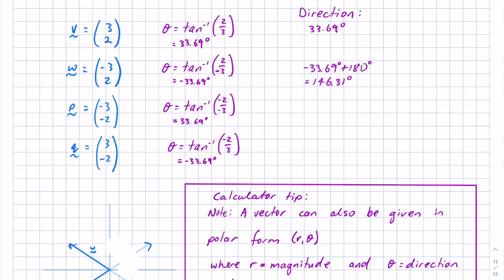For P, we're in the third quadrant, so it's this angle here that we want. It gave us 33.69, so it gave us this one. We want this one. So again, we need to add 180. We get 213.69, and for the last one, we got the negative 33, so we need to add 360 to get into that fourth quadrant.